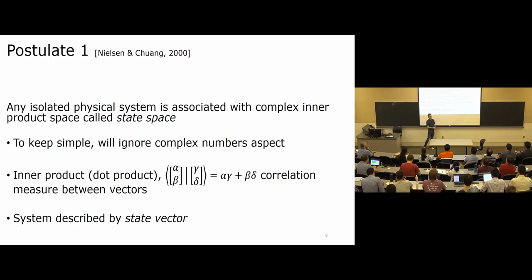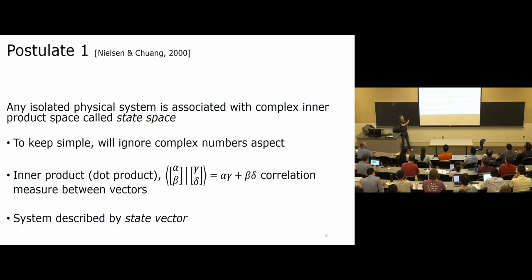So the inner product between these two vectors: I'm taking the corresponding pairs of entries, the numbers alpha and gamma, then the numbers beta and delta. For each corresponding pair, I take the product and I sum up all the products. This is easy for vectors of length 2. You could also do vectors of length 2 to the 100. And the inner product gives us some sort of correlation measure between vectors.